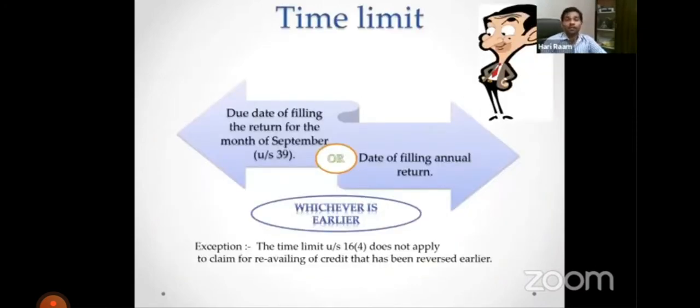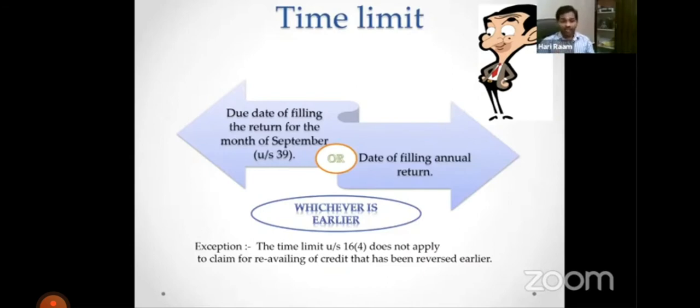Now, the time limit. Section 16 deals with the time limit: within what time do I need to take the credit? We have to take the credit by the due date of filing the return for the month of September. Section 39 deals with that return. The return must be filed every month by the 20th. For September, the next October 20th is the last date, or the date when I file the annual return, whichever is earlier. This is the time limit.